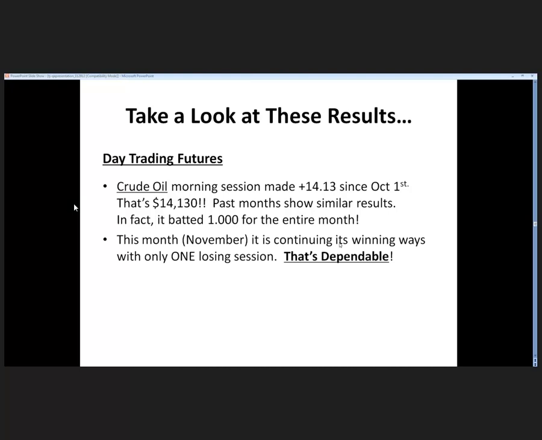This month, well, guess what? We actually did get a losing session a couple days ago. It was the first losing session in 2 months. It's made over $14.13 in crude oil. That's $14,000, guys, in case you don't know. Every dollar in crude oil is $1,000 in profits, and that's just since October 1st.